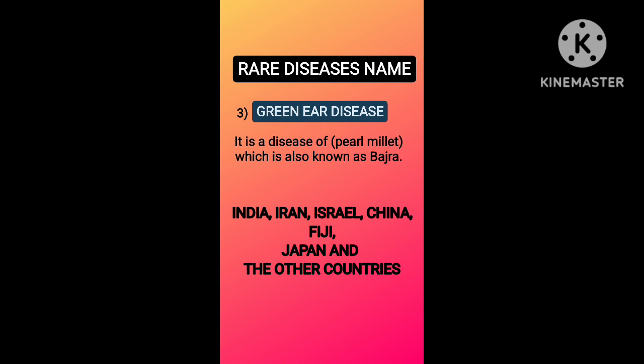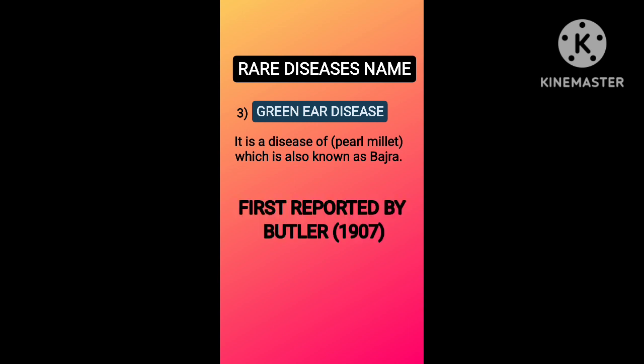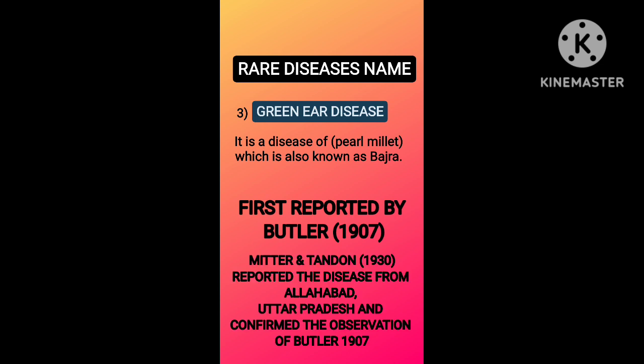And it is important to note that in India, the disease was first reported and studied by Butler in the year 1907, who considered the disease to be occasional in nature, not causing much damage to the crop. And one more thing is that Mitter and Tandon in the year 1930 reported the disease from Allahabad, Uttar Pradesh, and confirmed the observation of Butler in 1907. Since then, the disease on bajra has been reported from all the states wherever bajra is cultivated as one of the crops of Kharif seasons.